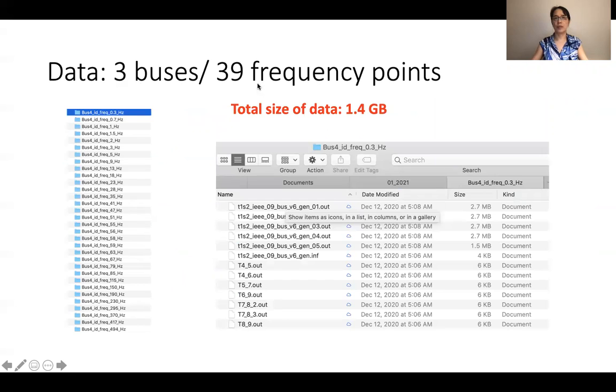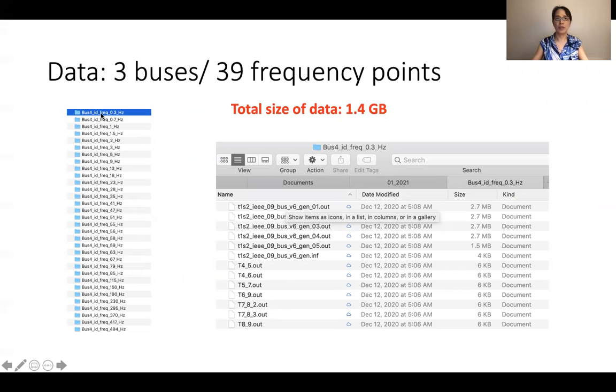We do 3 bus, 39 frequency points, about 6 events, because each bus is DQ, so you have 6 events and 6 channels, 39 data points. And because the software gave us lots of channels, entirely we have to handle 1.4 gigabytes of data.